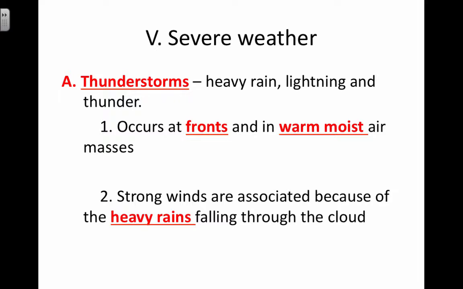So we can have thunderstorms in the middle of the summer on a really hot summer day, even if there's no front. Warm air rises, and then you're going to get that cumulonimbus cloud. You're going to have strong winds associated because of the heavy rains that are falling through the clouds.